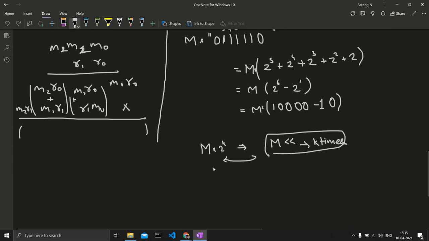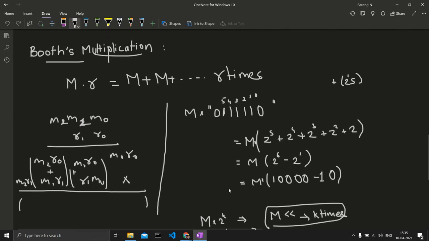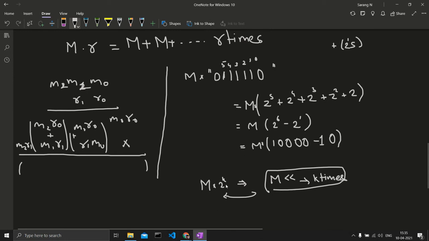It's similar to multiplying by a power of 10 in the decimal number system. You just add that many zeros at the end of the number. That's a very simple process, and doesn't require much computation, right? So this is the key idea behind the algorithm.